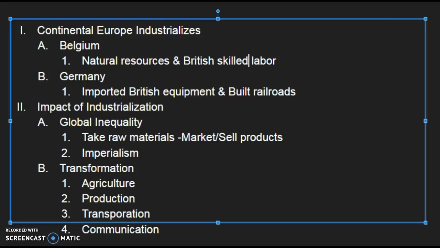It discovers it has lots of natural resources, and it also is smart enough to talk to a lot of the British people, and British skilled workers played a valuable role in actually helping Belgium industrialize. People are going to migrate over to Belgium, give them ideas, start companies over there. So that's one European country that's definitely going to benefit from talking to the British, how they industrialize.